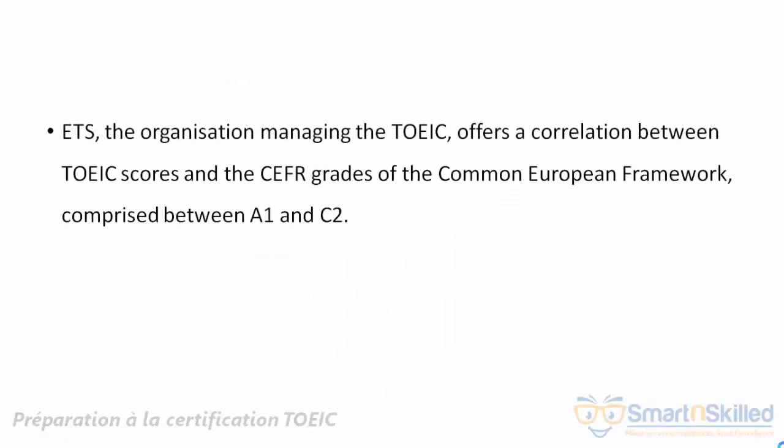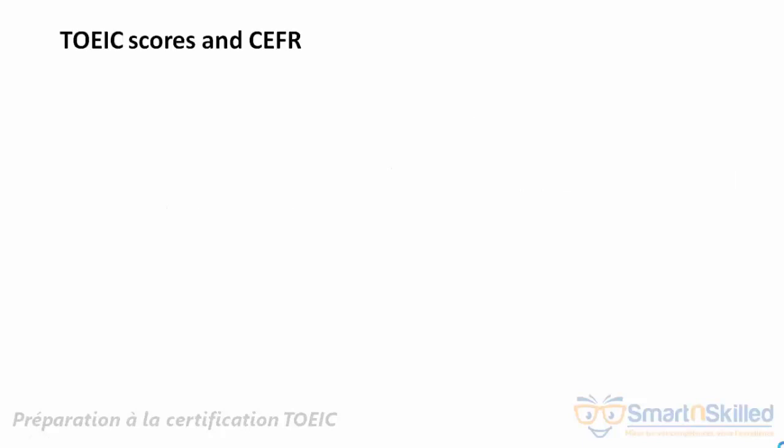ETS, the organization managing the TOEIC, offers a correlation between TOEIC scores and the CEFR grades of the Common European Framework, comprised between A1 and C2. Vous êtes habitué à A1, A2, B1, B2 and C1, C2 pour l'évaluation des compétences en anglais. Donc, nous allons voir la correlation between these scores.